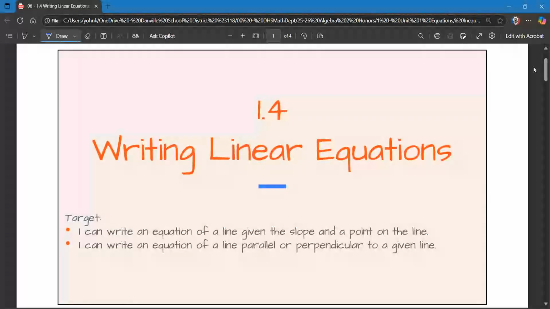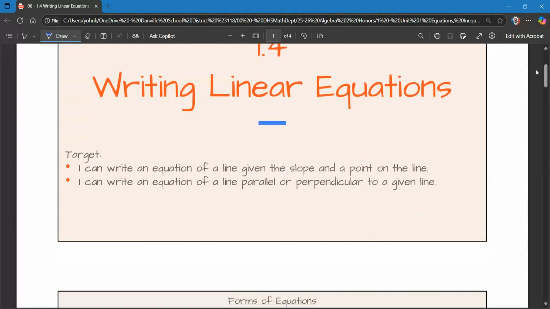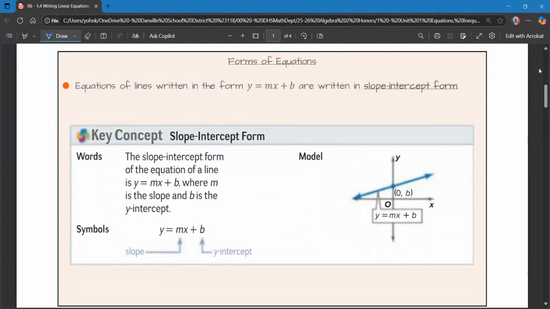Today we're going to learn how to write an equation of a line given the slope and a point on the line, and also how to write an equation of a line parallel or perpendicular to a given line. So there are lots of different forms of equations. Specifically, we're going to talk first about the slope-intercept form of an equation. Slope-intercept form of an equation, y equals mx plus b.